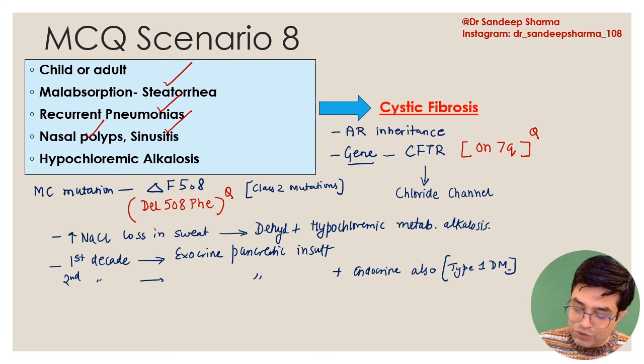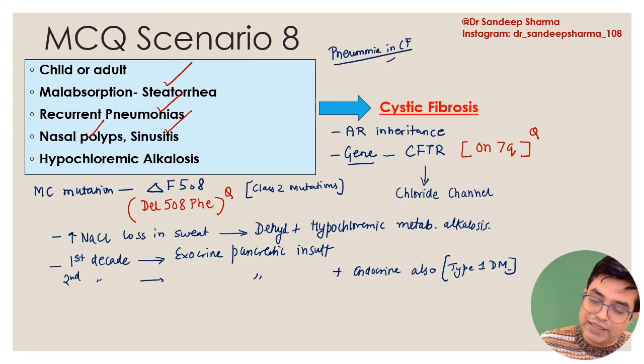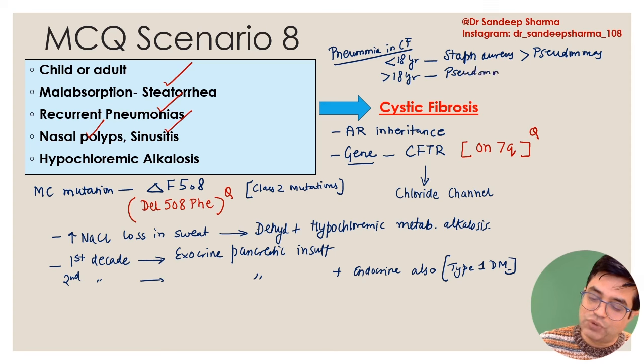And in case pneumonias are happening, what is the most common cause of pneumonia? Pneumonias in cystic fibrosis, if the age of the patient is less than 18 years, young children, it is mostly caused by Staph aureus, followed by mucoid species of Pseudomonas or Pseudomonas aeruginosa. And if question says adult patients, the undisputed king is Pseudomonas.